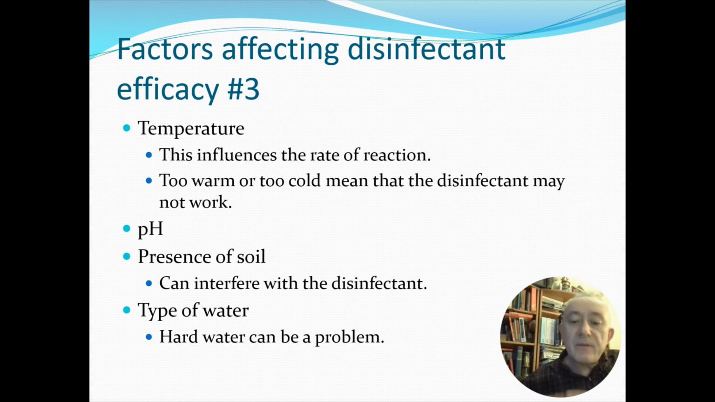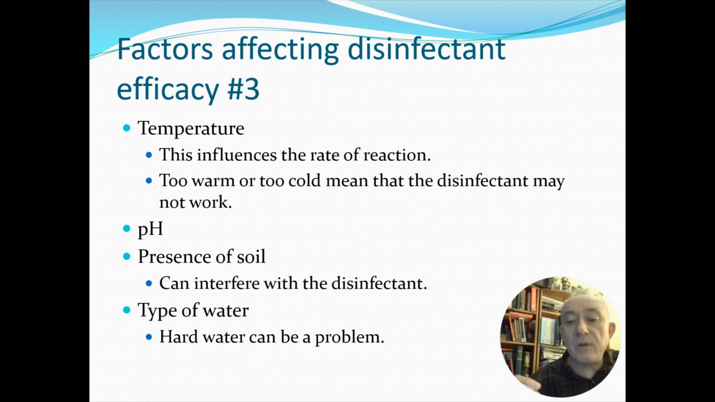We also have temperature, which is really important. So often the warmer it is, the faster the reaction goes, and the colder it is, the slower that reaction goes. So we can express that using the Q10 quotient, which normally means for every increase of 10 degrees, we get faster activity. Every decrease of 10 degrees, we get slower activity. And that's something to bear in mind when we're using disinfectants in cold areas, cold rooms, for example.